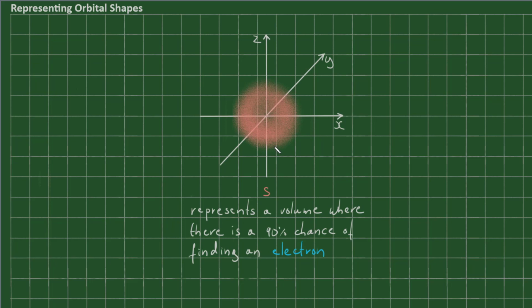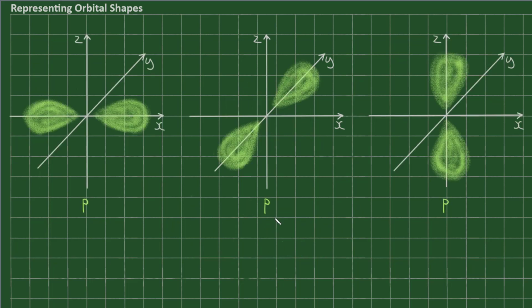So let me get rid of the s orbital and bring in the three p orbitals. So now the shape is a little bit more complicated. The first one has these two lobes along the x-axis, so we call it the px orbital. The second one has the two lobes along the y-axis, so we call it the py orbital. And the third one has the lobes along the z-axis, so we call it pz.